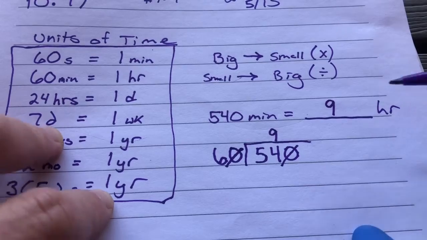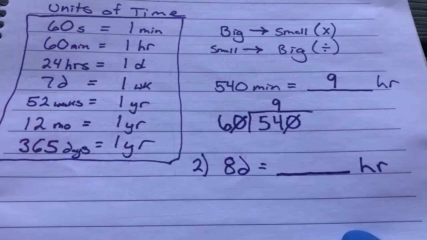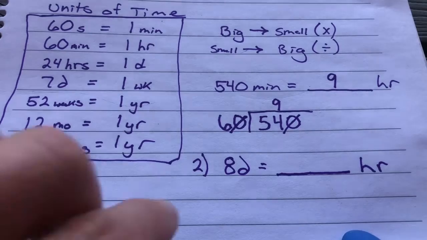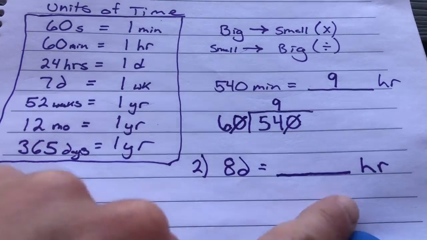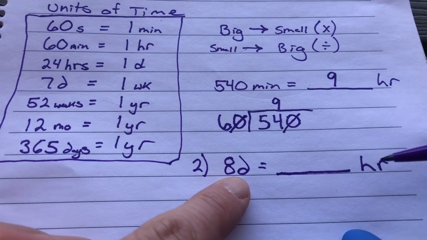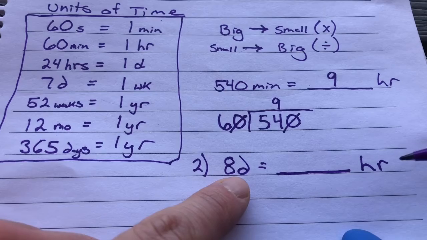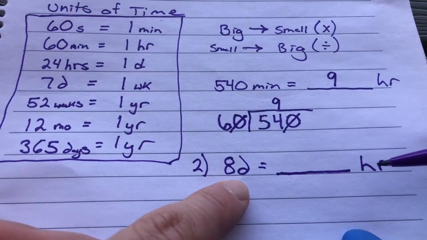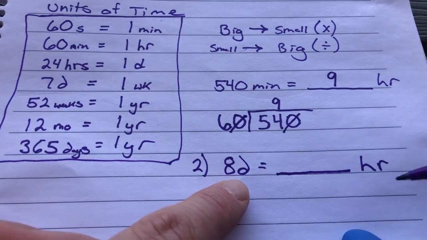So 540 minutes is equivalent to 9 hours. All right, now as we look at number 2 on page 625, we're changing up the scenario. Now we're going from days to hours. A day is a larger unit than an hour, so we're going from a large to a small. And when we're going from a large to a small, that means we want to multiply. We're going to multiply by whatever the relationship is between days and hours.